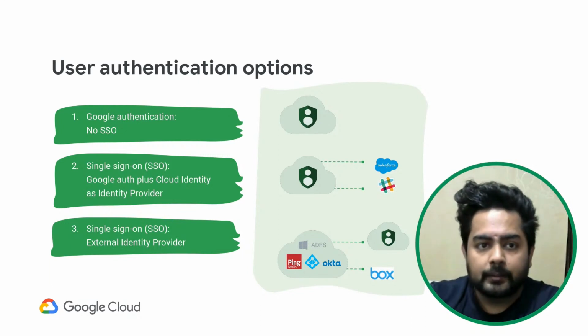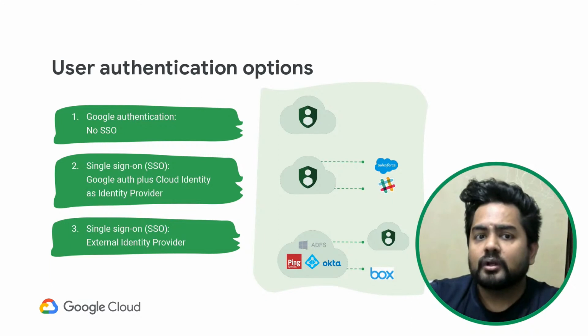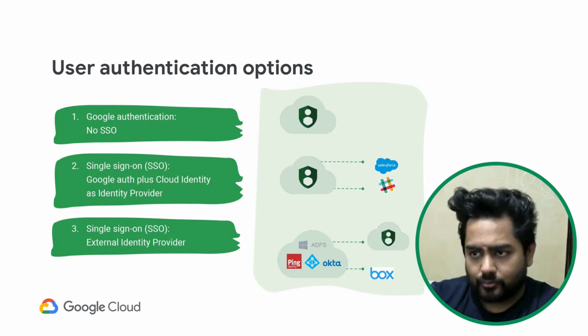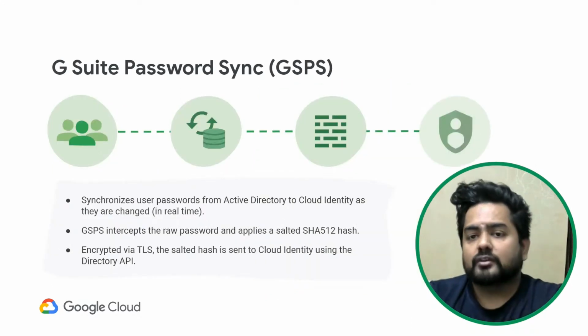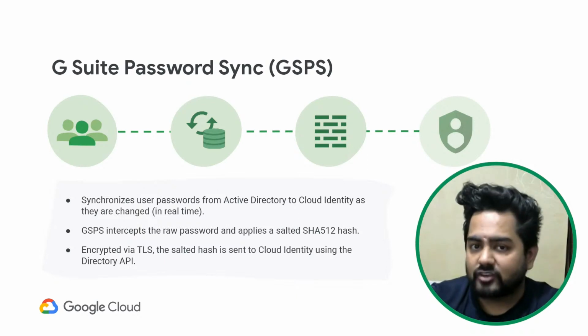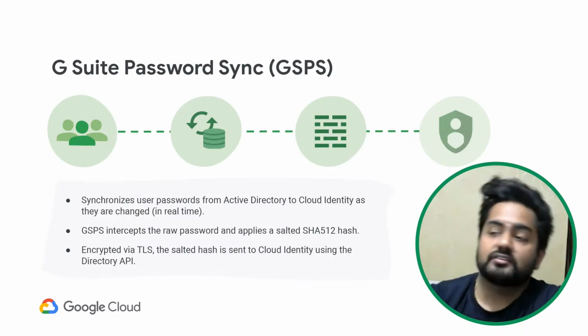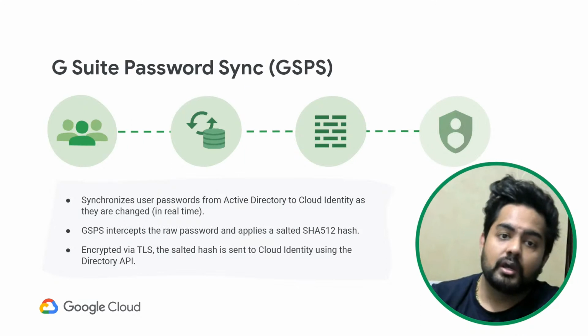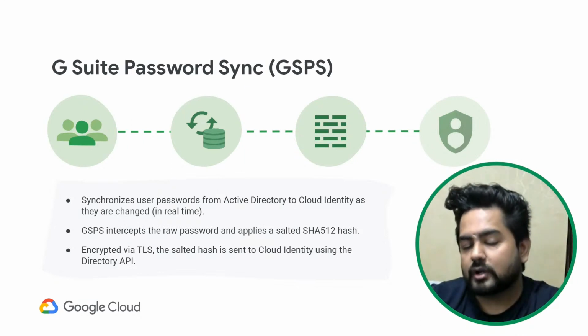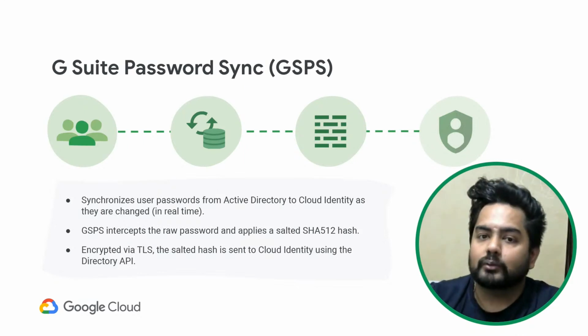Now, one of the things, if let's say you do not use SSO, right? And you would like to sign into Google Cloud Platform with the same password that you use on-prem. Now, how do you do that? There's something called G Suite Password Sync, which will also synchronize your password from the Active Directory to Cloud Identity in real time.